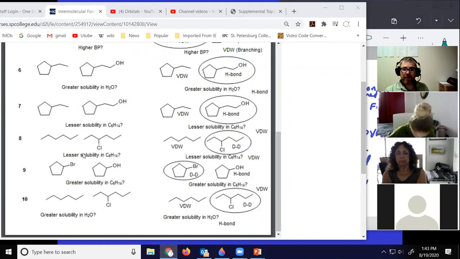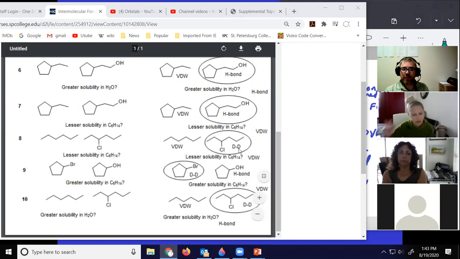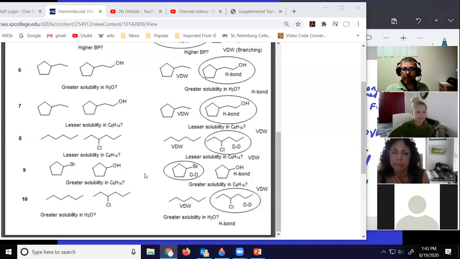All right, what about this one here? We've got van der Waals, we've got dipole dipole. The lesser solubility in C6H14 would be the dipole dipole. The van der Waals would be the most. But this is lesser solubility. I'll stop there for a second. Does anybody have any questions?